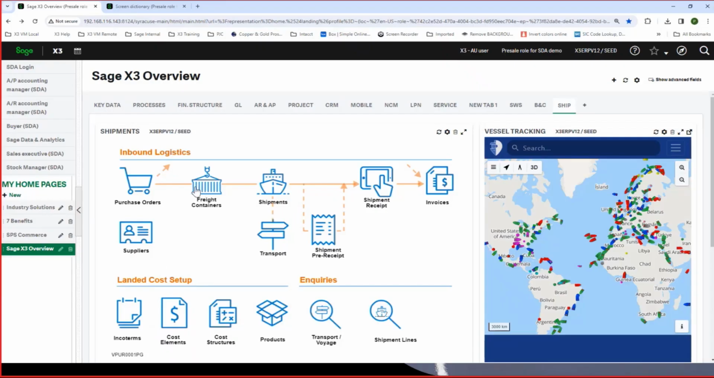As the orders are ready, we're going to get shipment information and potentially container information. We'll also get details about the transport itself, the air or sea voyage number, the departure date, the expected arrival date. Later, we'll receive our shipment or do a pre-receipt. And finally, we'll look at processing invoices. The bottom part of my process flow covers the setup needed to automate our landed costing, and we'll see that as well.